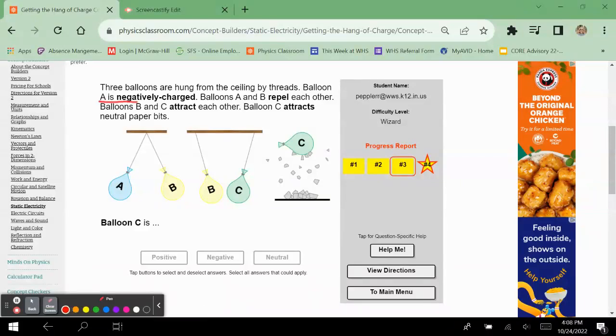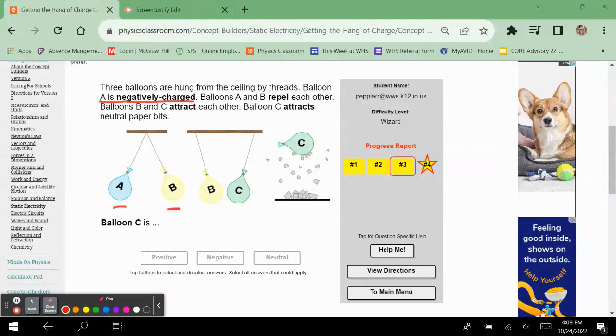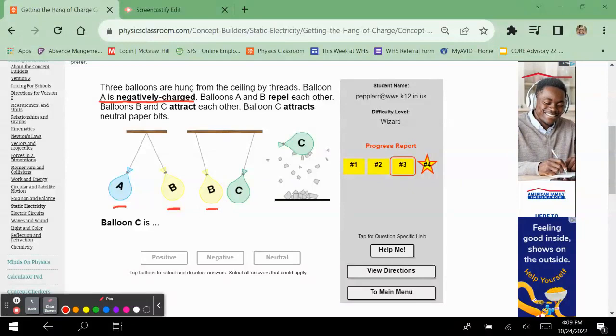So it says A is negative. So A is negative. Okay. A and B repel each other. So the only thing that repels a negative charge is another negative charge. So the only option for B, because it can't be positive, since positive charges don't repel negative charges, and it can't be neutral, because neutral charges do not repel negative charges. So B has to be negative. So now that I know A is negative, B is definitely negative. Okay, so that's what the first part of information tells me.